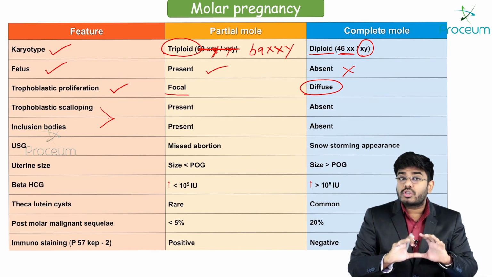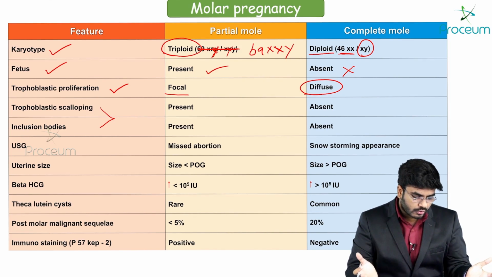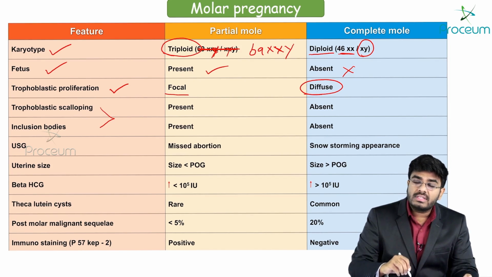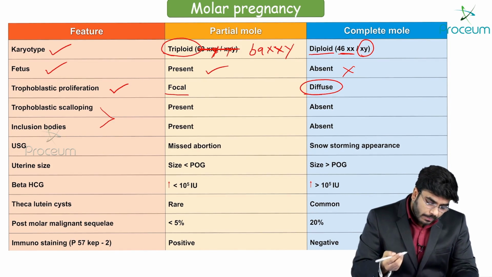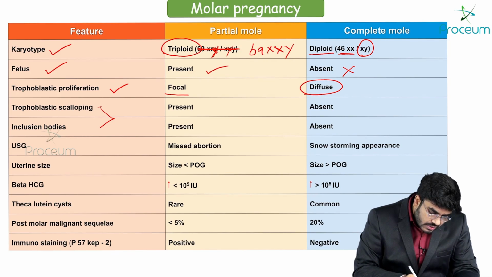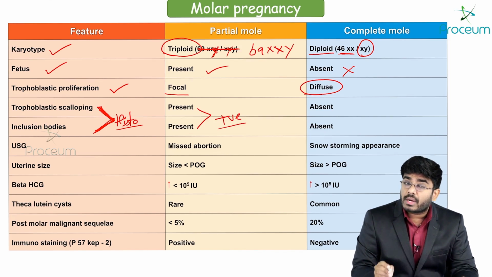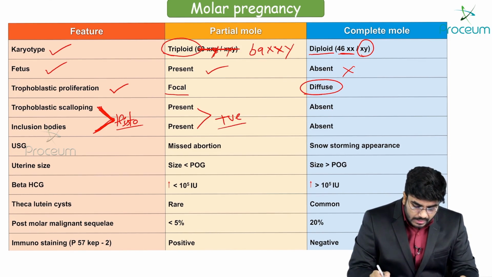If you look at the histology, this is what you don't know. In partial mole, P for present, these kind of histological features are seen: trophoblastic scalloping and inclusion bodies. Both the histological features are present. Trophoblastic scalloping and inclusion bodies are seen with the partial mole. They are not seen with the complete mole.